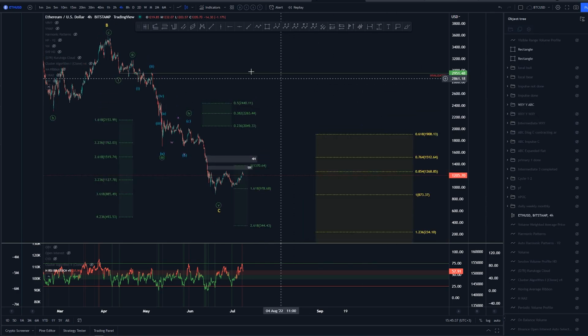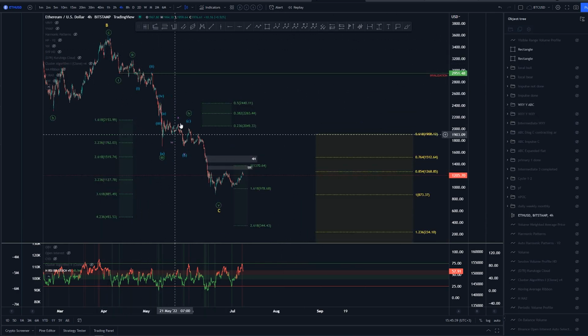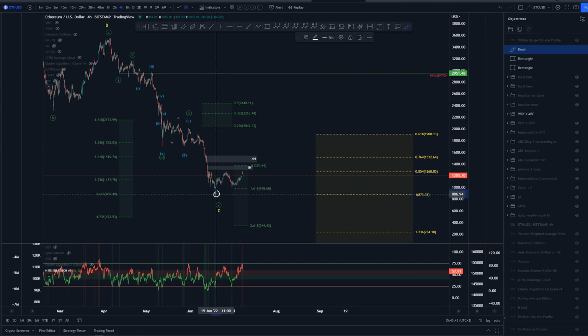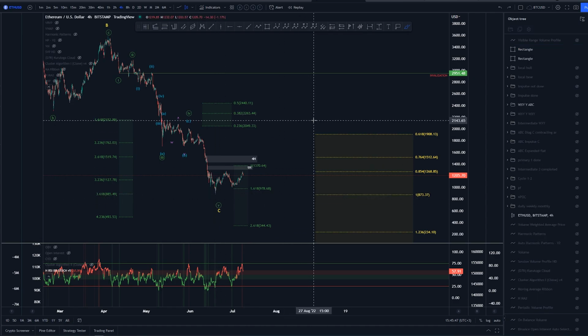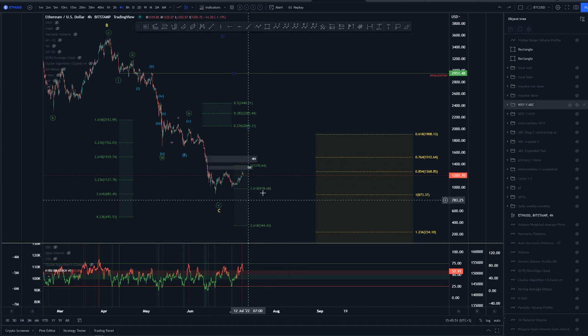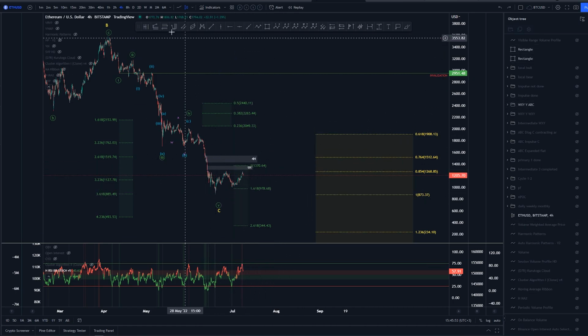The other option is that we have a 1, 2, 3, 4 and 5 ending something down here at these very lows at around $890. It is not my main, but we'll look into that option as well here on the smaller time frame.